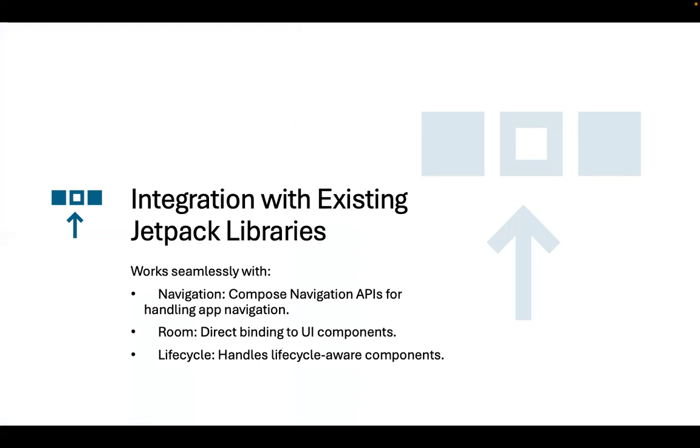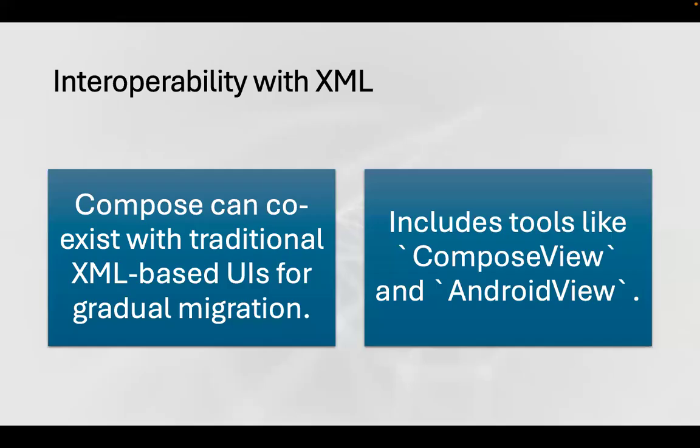Next is integration with existing Jetpack libraries. Jetpack has a lot of libraries that we can use, for example Navigation, Room, and Lifecycle. These are all Jetpack libraries. We can easily integrate them, easily handle the UI components, and directly handle lifecycle methods and everything.